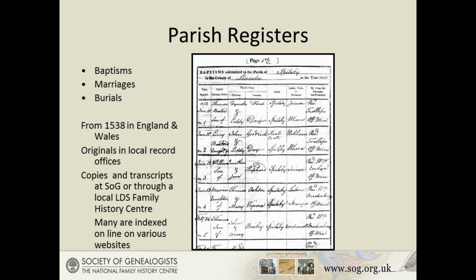Copies and transcripts can be found at the Society of Genealogists or through a local Mormon family history centre too. Many are indexed online on various websites, including, of course, Findmypast. It's the extra annotations of the vicar and comments that can make these records come alive. Look at the occupations shown in this christening register from 1813 and the name of the vicar.